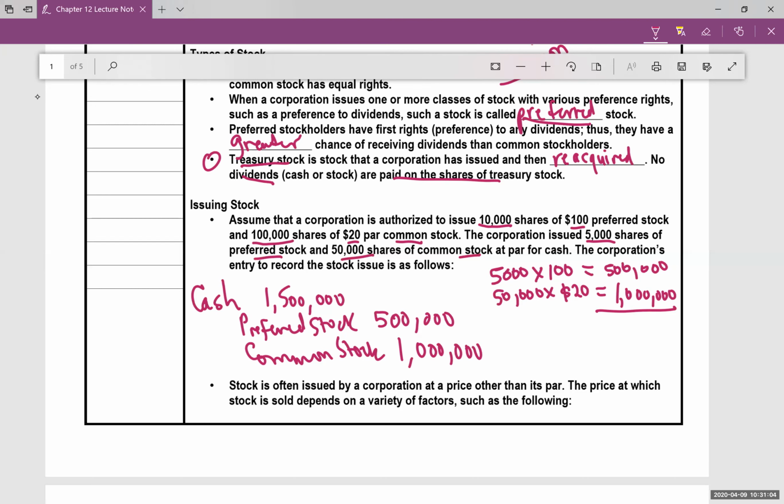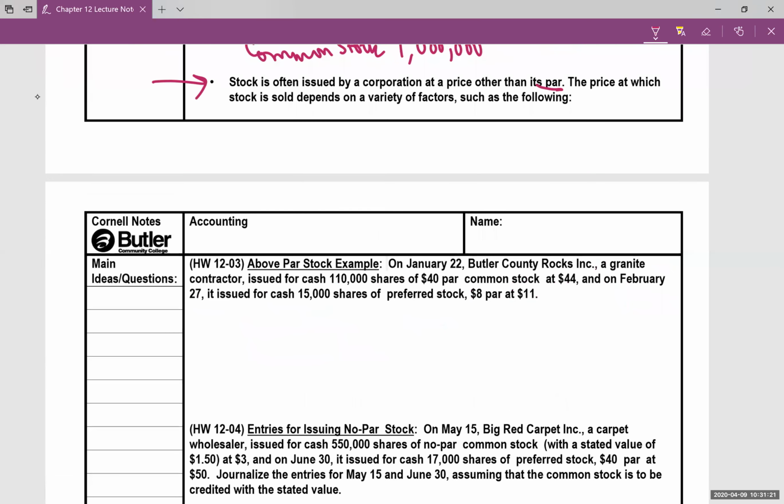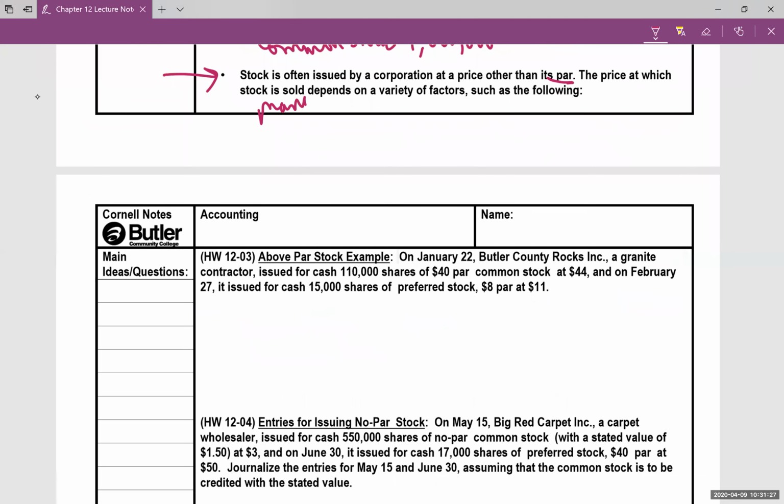All right, that's the basic, simple, makes sense, right? Well, stock is often issued at a price other than its par. The previous example was par. The price at which stock is sold, again, depends on a variety of factors, such as the following. I don't list anything here, but you can imagine, what's going on in the market, what's going on in the particular business industry.